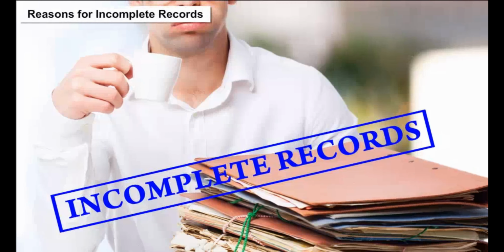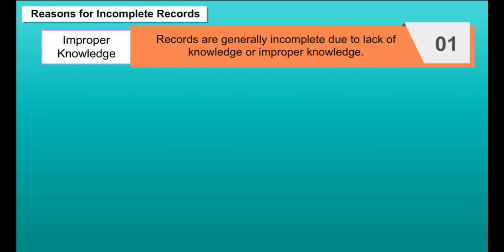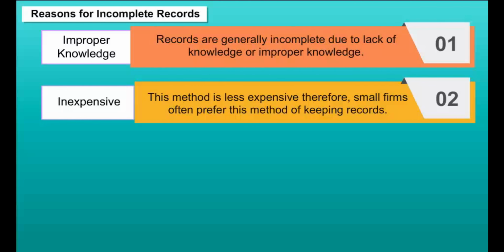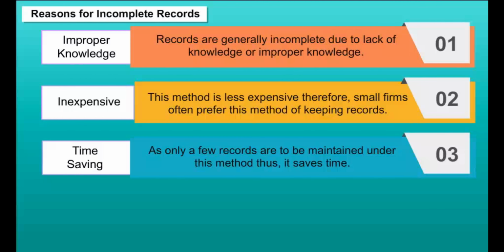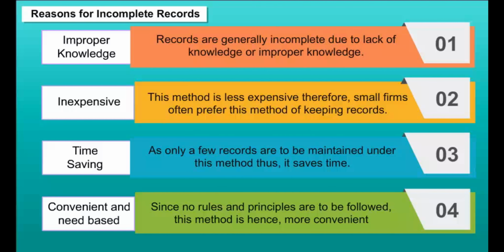Reasons for incomplete records. Improper knowledge. Records are generally incomplete due to lack of knowledge or improper knowledge. This method is less expensive, therefore, small firms often prefer this method of keeping records. Time saving. As only a few records are to be maintained under this method, it saves time.